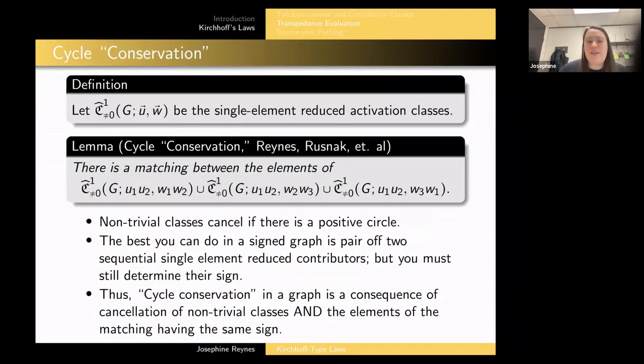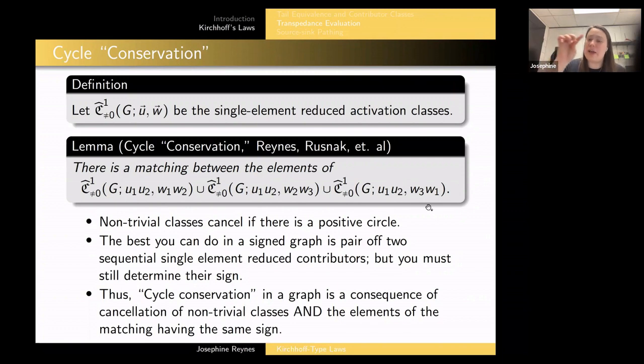So why do we need this? Well, we need this to define our version of cycle conservation and vertex conservation, which aren't exactly conservation anymore in a signed graph. So I'm going to have the C1 hat not equal to 0 of G, and the U set and the W set be the single element reduced activation classes. Now, what this cycle conservation now is, and it's again shown here for three vertices, but it does extend to any number of vertices in a cycle, is that there's actually a matching between the elements of each of these sets. And so what the difference in the sets here is this W portion.